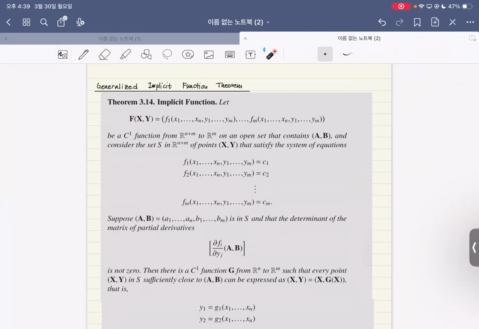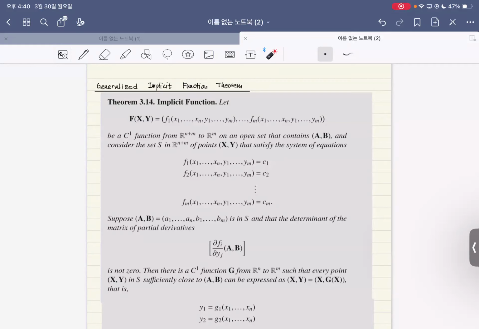So, the paper statement. I have a function F, a large F, which is a function from R^(n+m) to R^m. So we have n variables, x1 to xn, and another m variables, y1 to ym. Since we have m such components, this is a function from R^(n+m) to R^m.